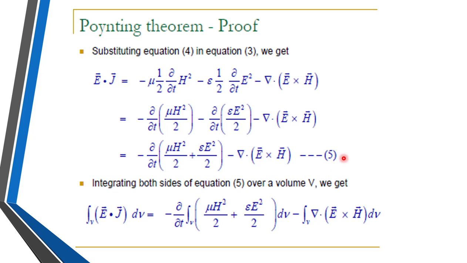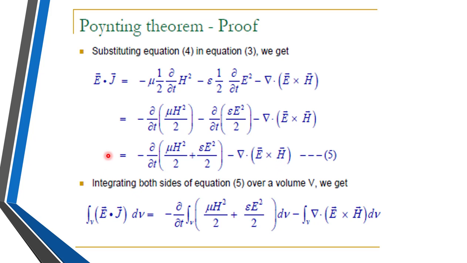Let us call this equation number 5. Ultimately, what we want is some expression for del dot e bar cross h bar, because e bar cross h bar is nothing but our p bar, the Poynting vector. So let us find out what we can do.